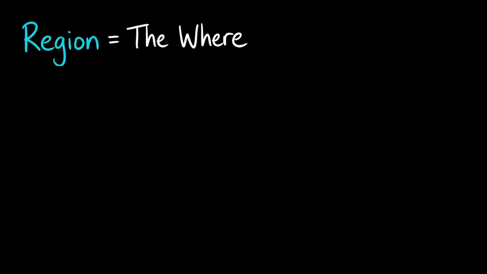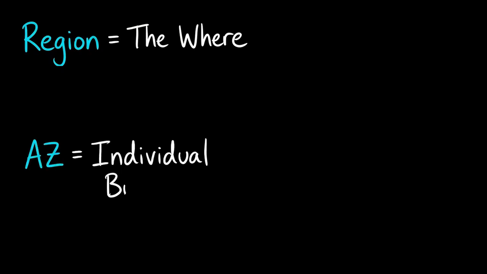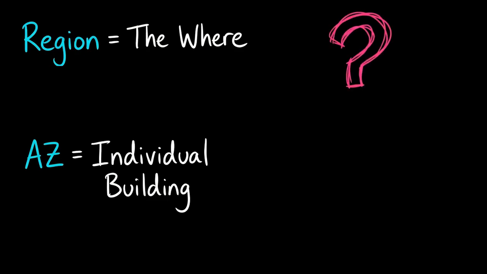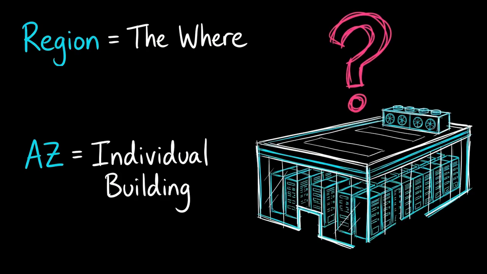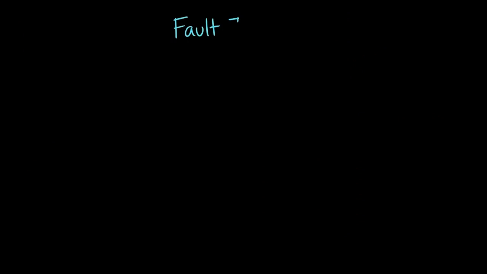Here's the key distinction to lock in. A region is the where at a high level. An availability zone is the individual building where your servers actually run. So why does AWS bother splitting a region into multiple availability zones instead of building one giant data center? The answer is fault tolerance.